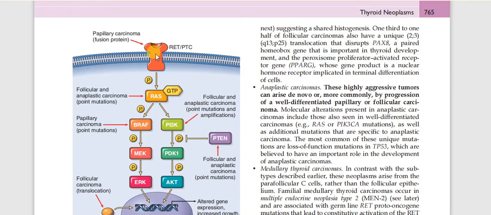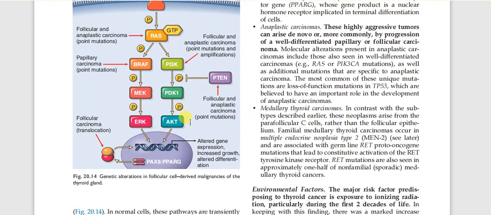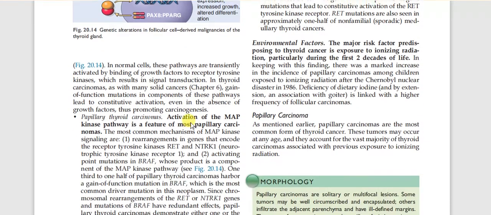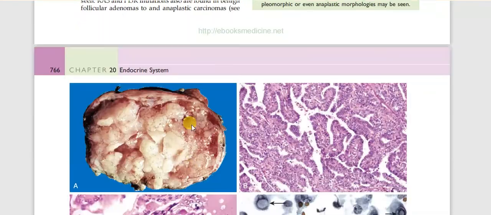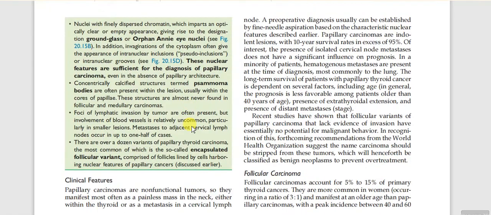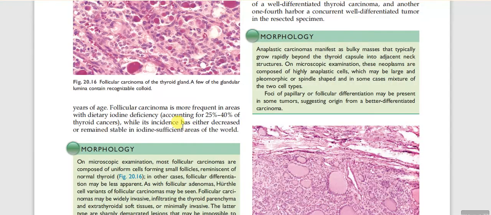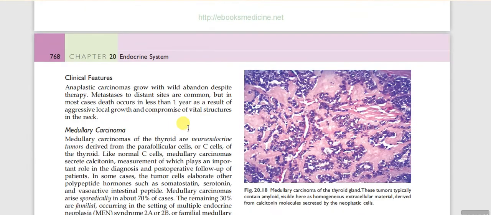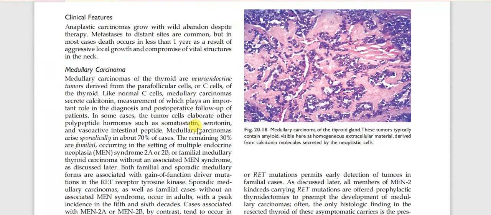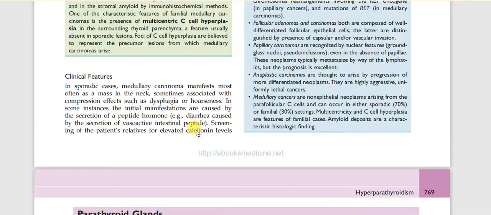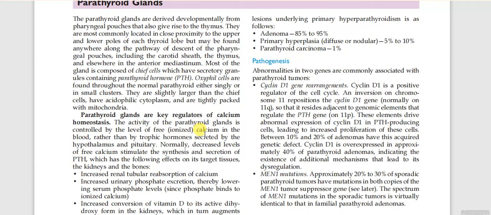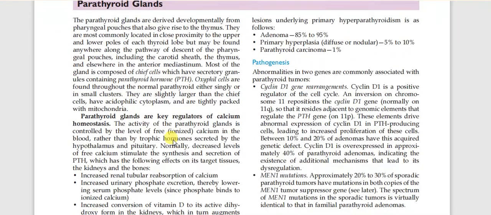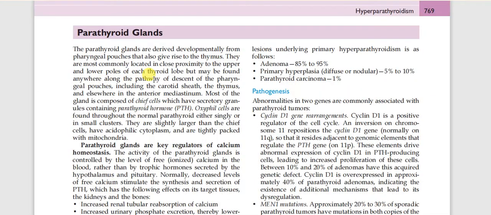These mechanisms we discussed in cancer. The exact features of each type of cancer you will discuss in the endocrine system, endocrinology subject, in the next years. Then let's talk about parathyroid glands, and then we'll finish on it.